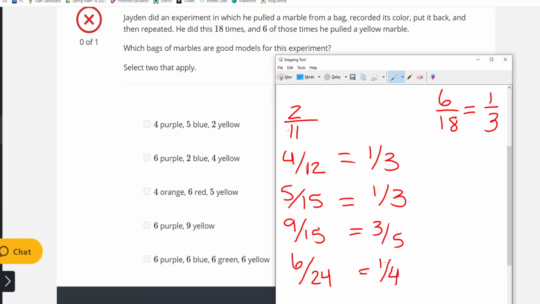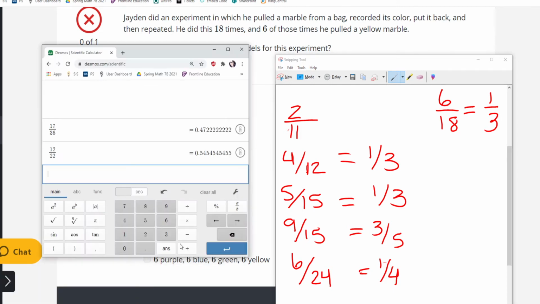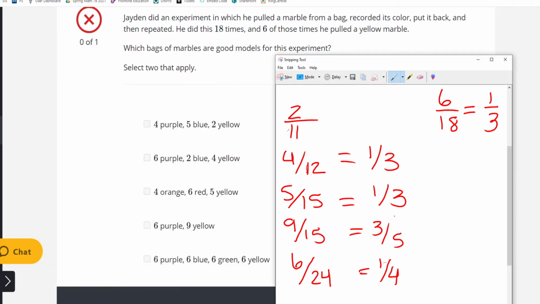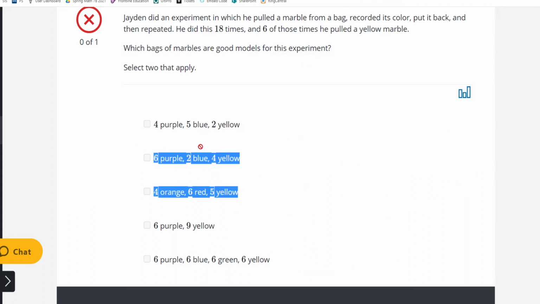Again, you can type these into Desmos if you're not 100% sure about simplifying your fractions. Say I typed in 4 over 12 into Desmos, all I have to do is hit this fraction button on the side and it will simplify it for me. So if I look, these two right here match my original probability from this problem, which means that these two options are good representations for this experiment because the probability of pulling a yellow marble from either one of these bags is the same that Jaden got when he did his experiment.